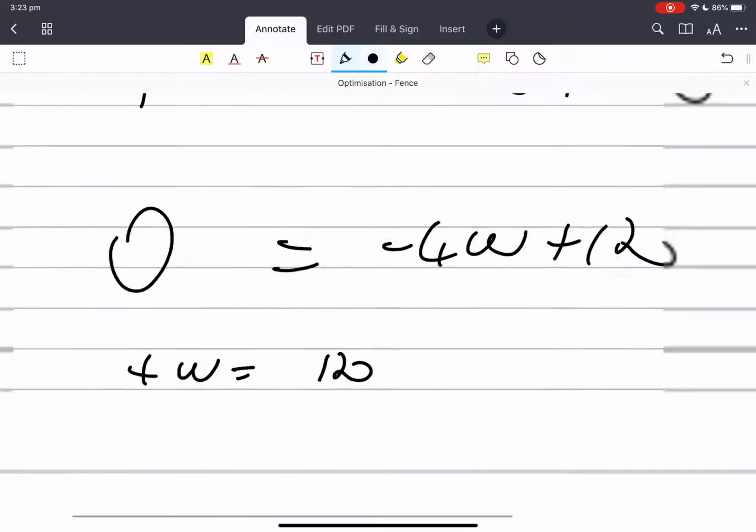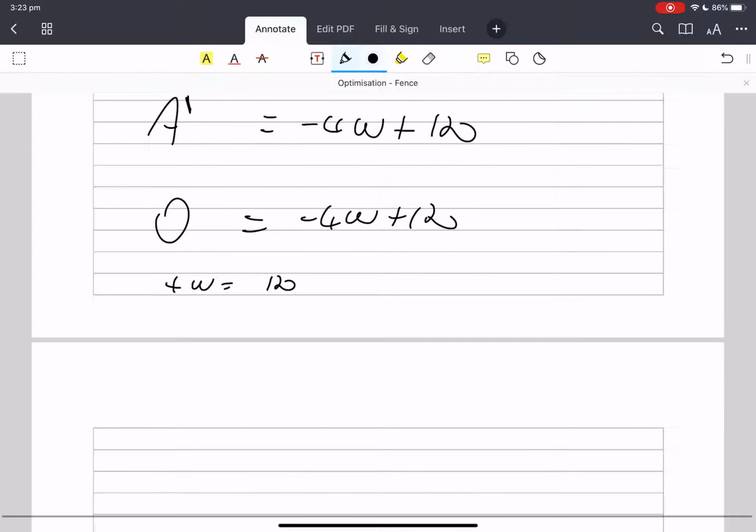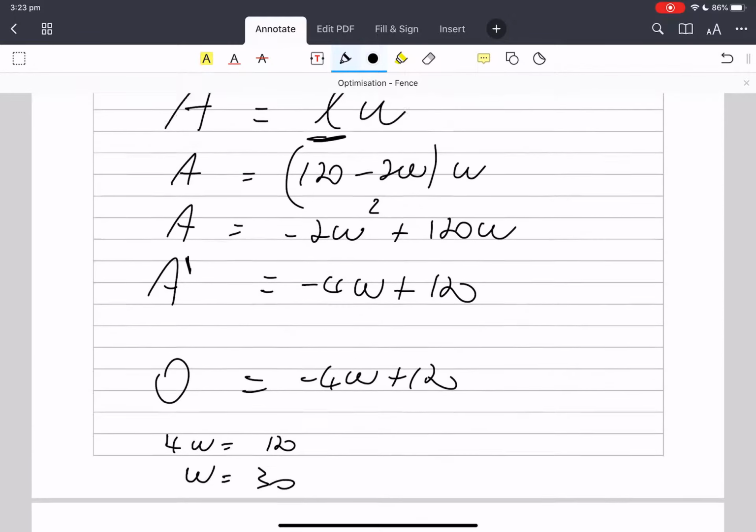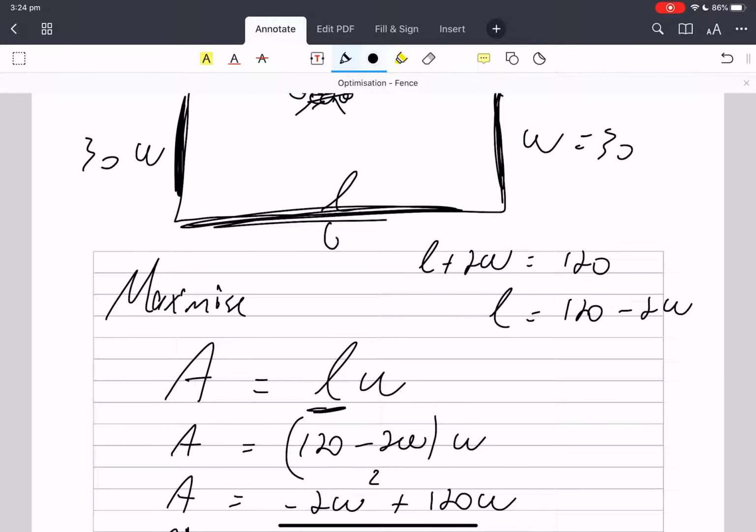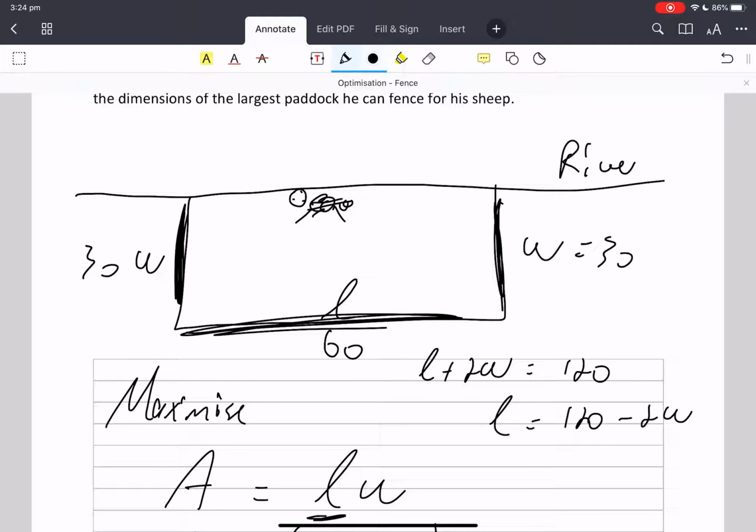That's a 4. So W equals 30. So in such an easy situation, if we know that's 30 and that's 30, then that must be 60 for his sheep.